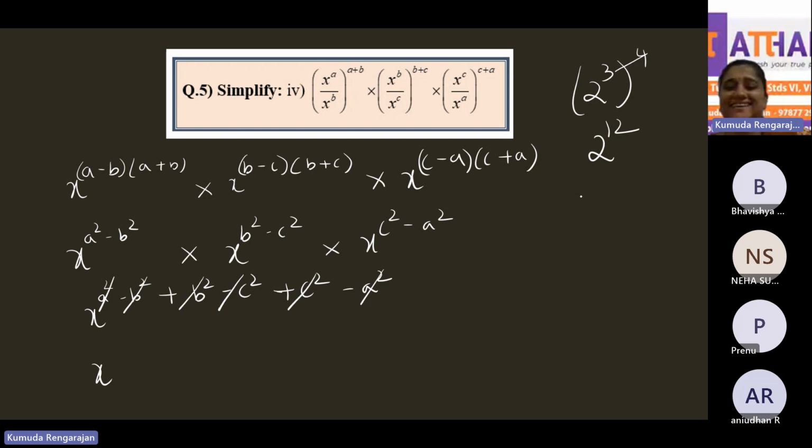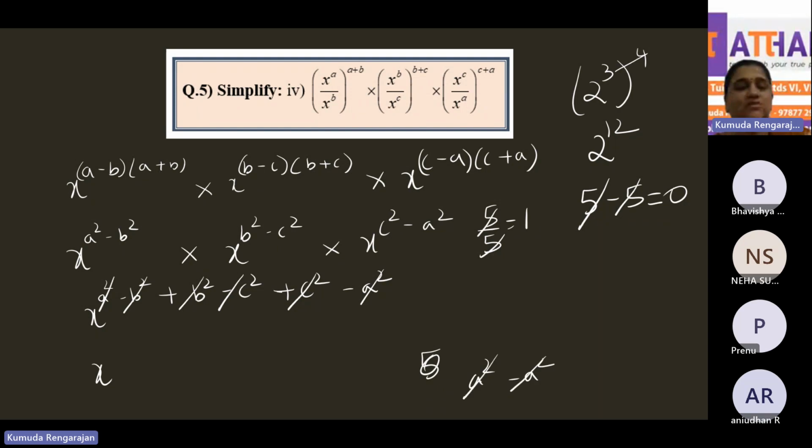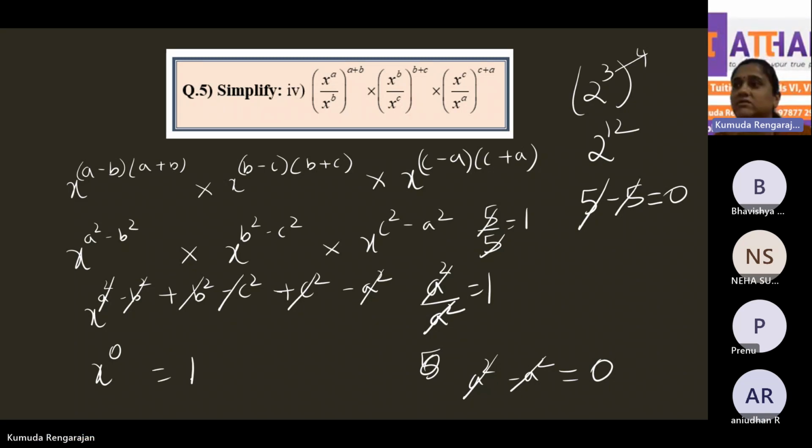Okay, now let's ask Abhishek. What is 5 minus 5? 5 minus 5, the plus 5 gets cancelled, right? So what's the result? 0. What is 5 by 5? 1. 5 divided by 5 is 1. 5 minus 5 is 0. So a square minus a square gets cancelled and the result is 0. If it was a square divided by a square, then a square and a square cancel and the result is 1. So we shouldn't get confused there. So x to the power 0, and anything to the power 0 is 1. Correct?